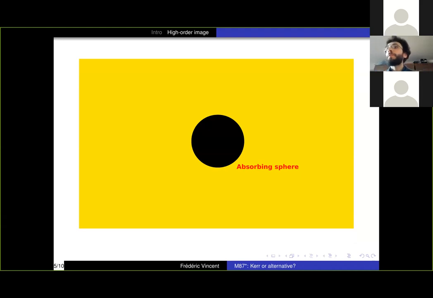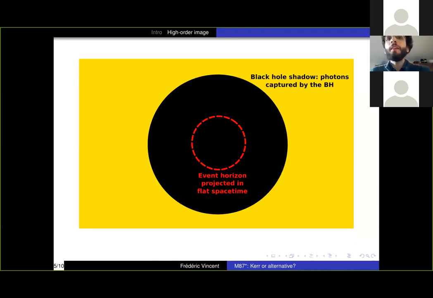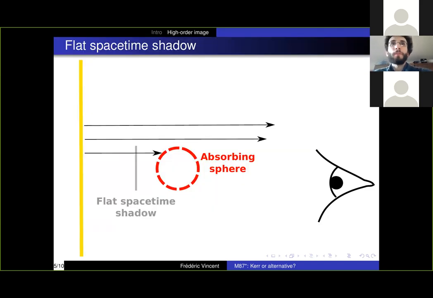What happens if I put a black hole of the same size at the same position as this sphere? Will I get exactly the same? I'm sure that all of you know that this is not so. The shadow of the black hole, this dark region on the sky, is actually much bigger than the flat space equivalent of this perfectly absorbing sphere. And let's try to understand that clearly, although I'm sure that it's clear for all of you already, but it will allow me to introduce a few important notions.